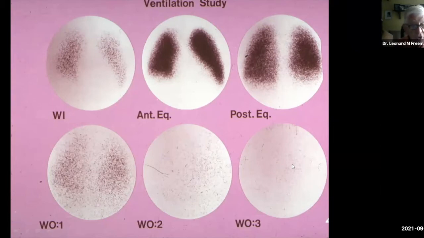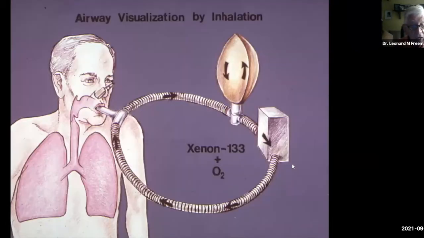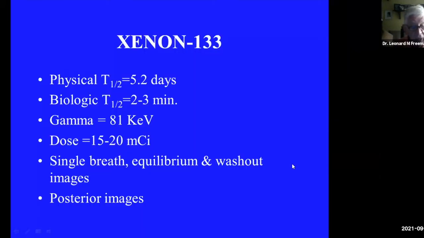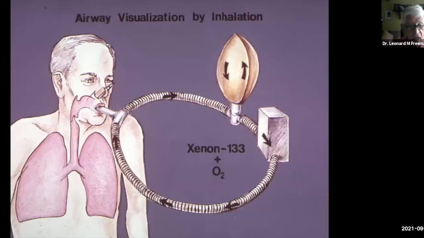Now the energy, I should point this out also, the energy of the xenon gas is 81 keV. The energy of the technetium MAA that we use is 140 keV. You always start with a lower energy because the lower energy does not interfere with a subsequent study being done with a higher energy. So with the xenon gas, we do that first.